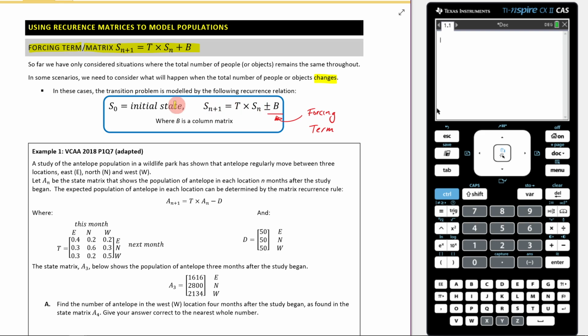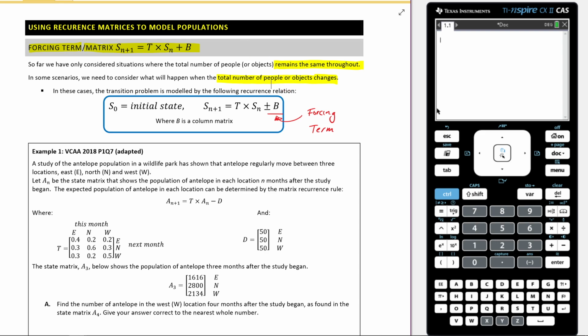So here's the recurrence relation that we're going to use, and we use it when the total number of people or objects changes. Up till now, they haven't changed. We've merely just rearranged things, but up till now, the total number has remained the same throughout. What we're now going to see is what happens when we have this forcing term, which is actually going to cause a change to the overall total.